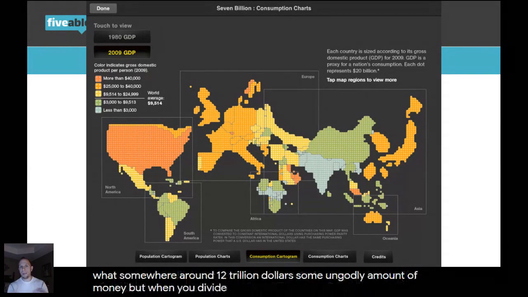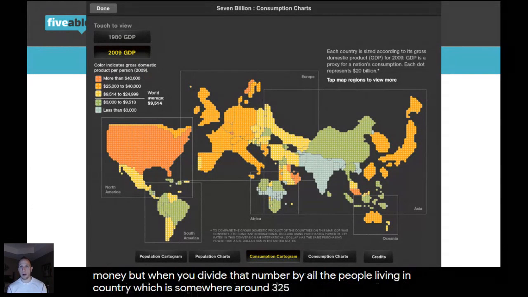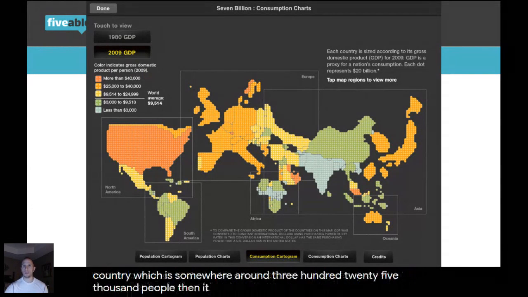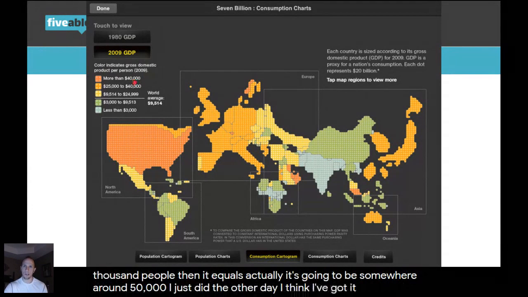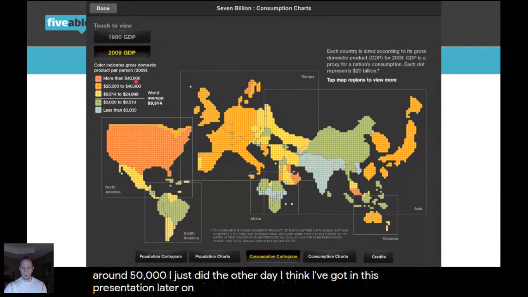But when you divide that number by all the people living in the country, which is somewhere around 325,000 people, then it equals, actually, it's going to be somewhere around 50,000. I just did it the other day. I think I've got it in this presentation later on. So it's more than 40,000.